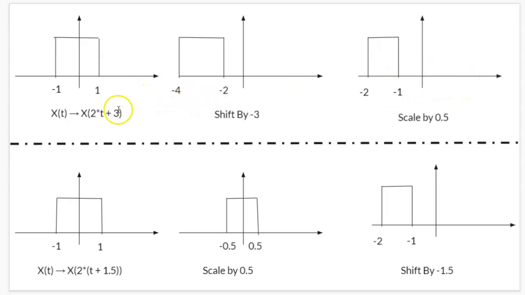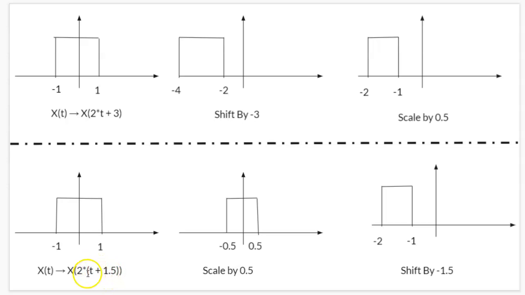If suppose it's a times t plus b, then you have to shift by b first, and only then scale by a. That's the rule. And the other way is to take 2 common out, so you can say 2 times of t plus 1.5.